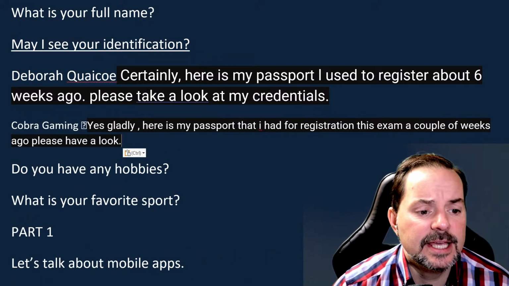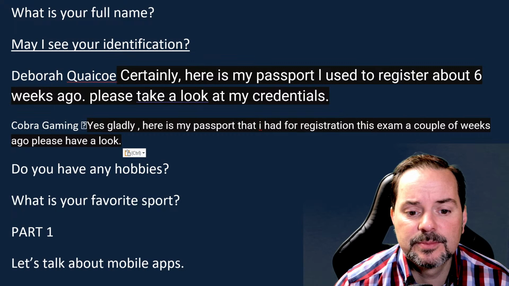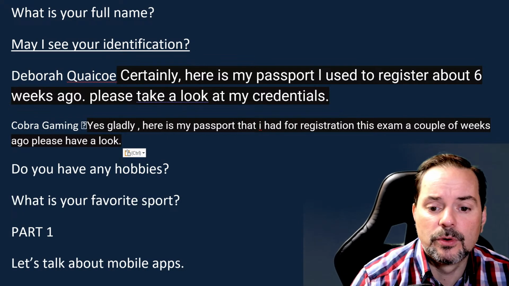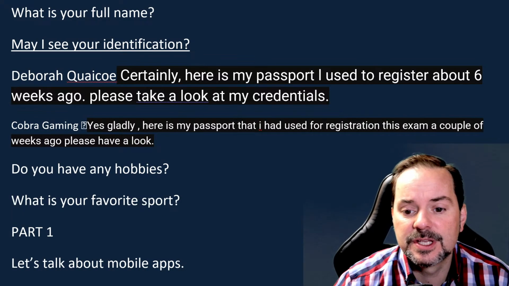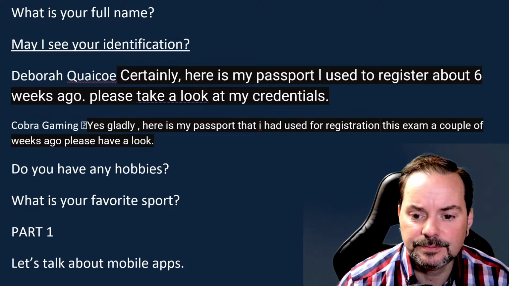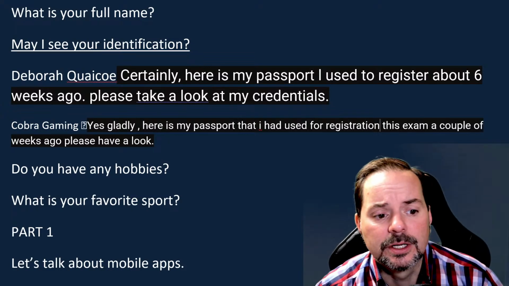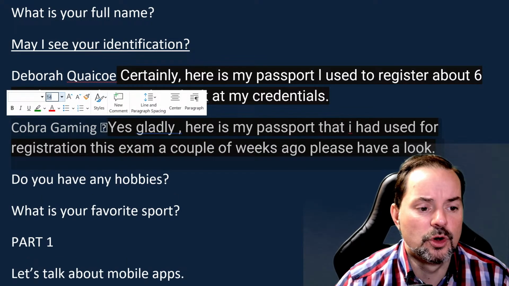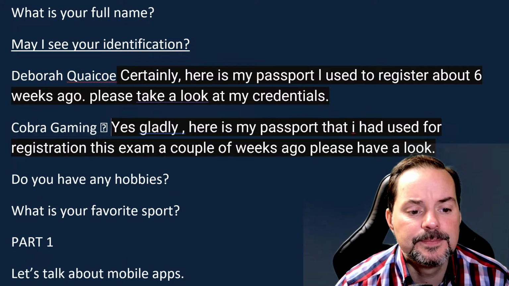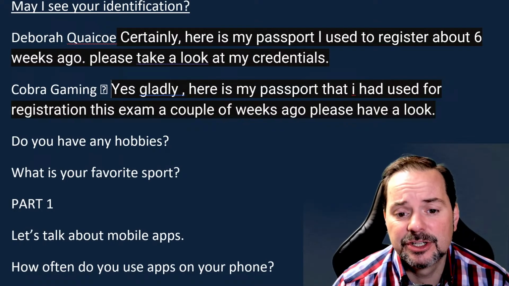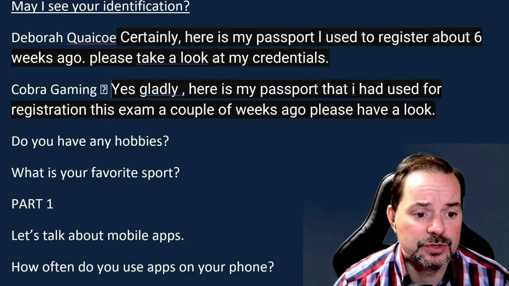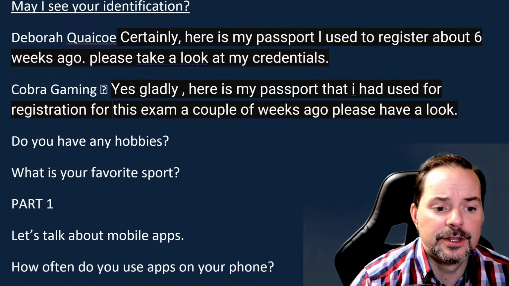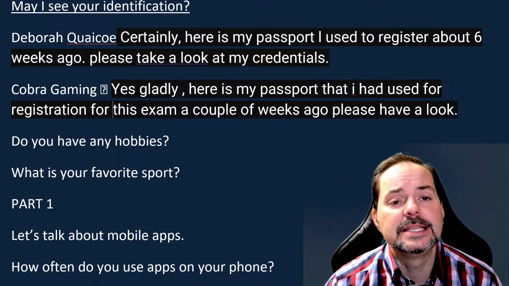Cobra says, yes, gladly. Here's my passport that I had used for registering for this exam a couple of weeks ago. Please have a look. Okay. Yeah, that's good. Let me say that one more time, Cobra. You wrote it a little bit differently. Cobra says, yes, gladly. Here's my passport that I had used for registration for this exam a couple of weeks ago. Please have a look.